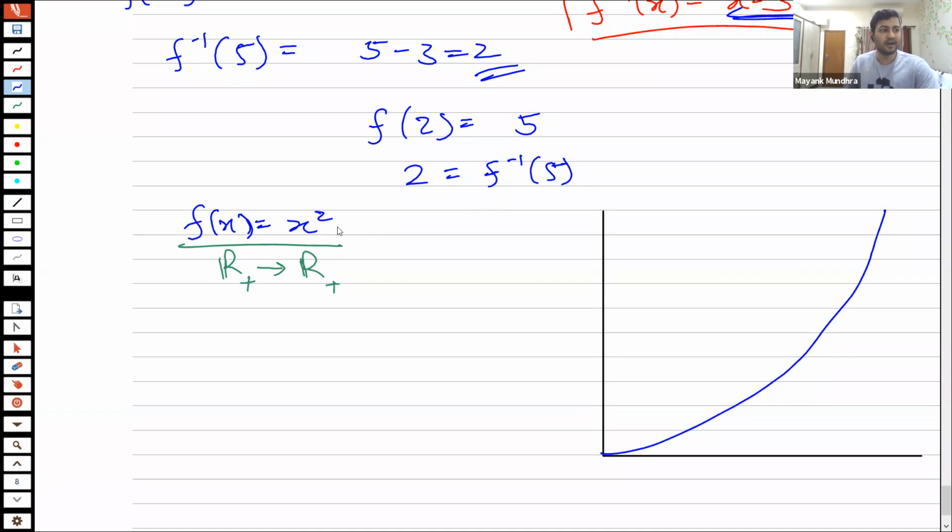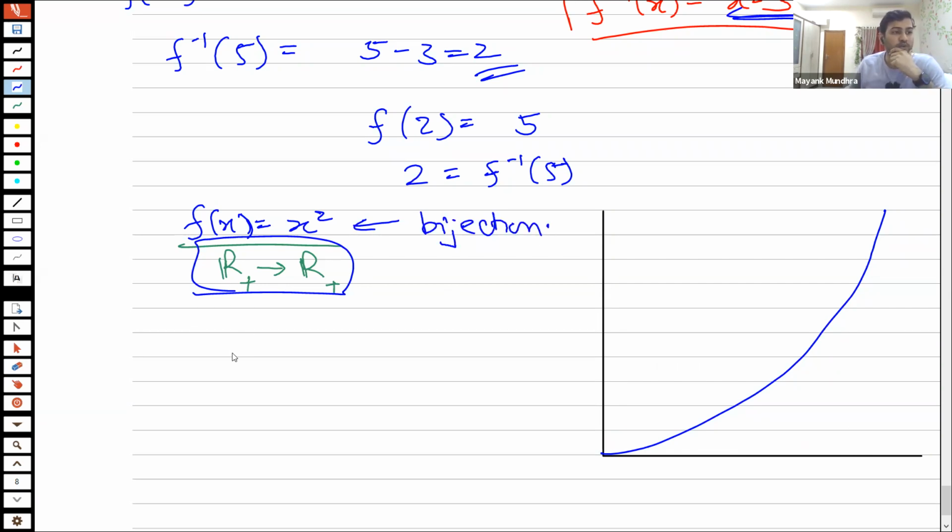Now in the first quadrant, x square looks like this. And now it's a 1-to-1 and onto function. It's 1-to-1 because for any y, you are getting a unique x. It's onto because every y now has at least one element which is being mapped. So when they define this as R plus to R plus, this function becomes a bijection.